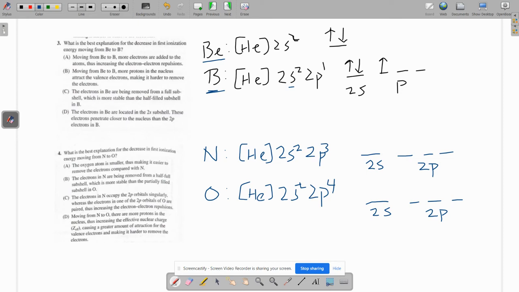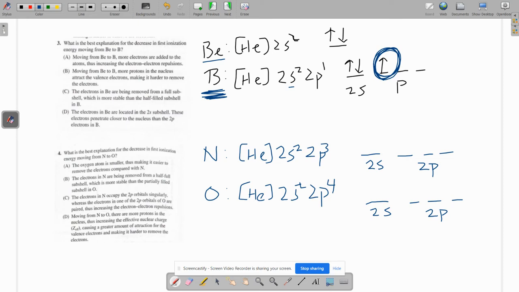So the basic question is, why is it unusually easy to get rid of that electron? Because keep in mind, as you go to boron, you have added one more proton. So the nuclear charge is greater. So the trend would suggest that that electron would be held more tightly and the ionization energy would be greater, but it's actually less.